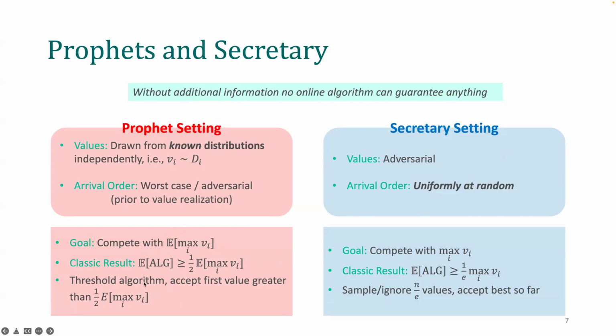For example, in the profit setting, it's known that a simple threshold algorithm, that is, I'm just going to accept the first value that's at least half of the expected max, gives a half approximation, or a two approximation, to the optimal value. And in the secretary setting, knowing that the arrival order is random, you use the first few values as just a sample to understand what the instance is, and then accept the best value. This again gives you a constant approximation, an e approximation, to the maximum value.